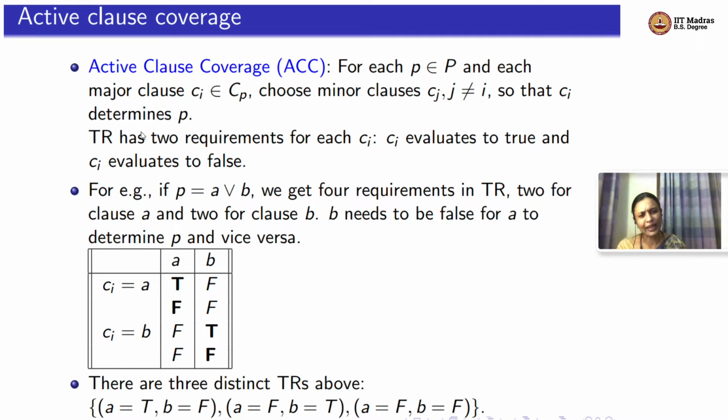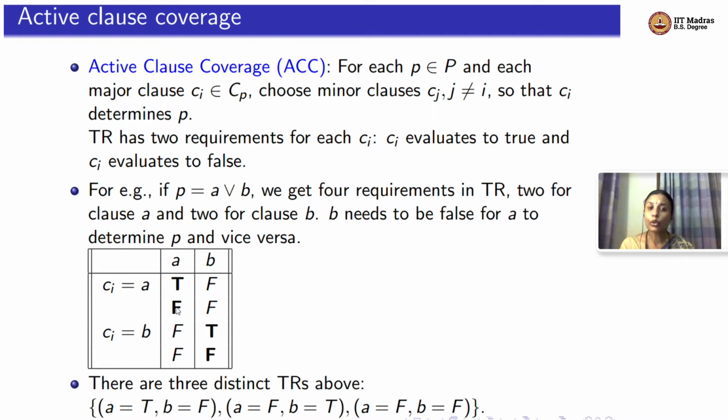Let's look at the same example that we've been using till now in this lecture. P is equal to A or B. Let's say for now, look at where my mouse is moving, Ci is A. That is, we are focusing on A as the major clause and on A determining the value of P. In this table, this is not exactly the truth table. This is just some other table. The bold T and F indicate that A is the major clause and A is becoming true once and false once. T for true, F for false.